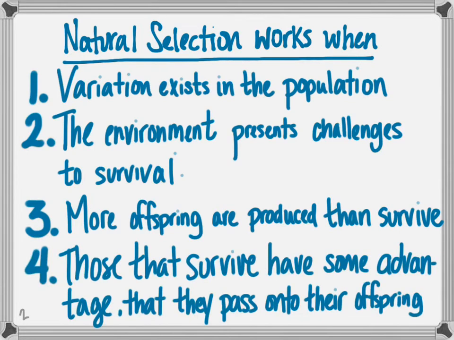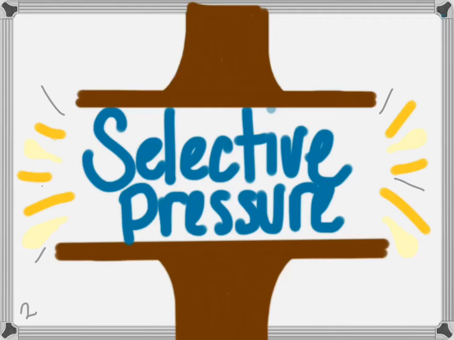And lastly, that those individuals that do survive have some advantage, some beneficial trait that they pass on to their offspring, making those traits become more common in the population. When these 4 conditions are met, selective pressure exists, and natural selection will work on the population. Selective pressure just means that there's an advantage to some version of a trait or behavior and a disadvantage to another version of the trait or behavior.